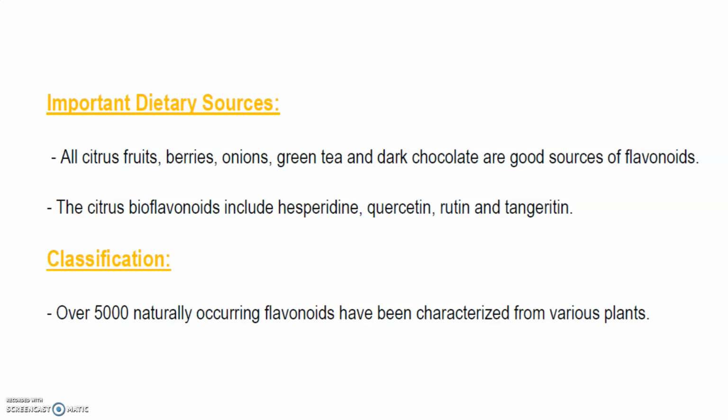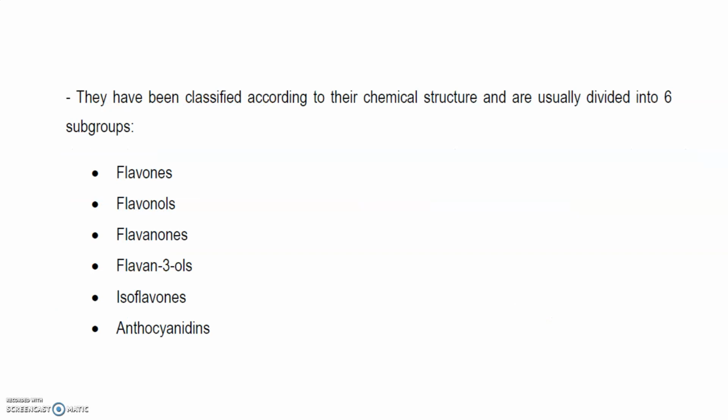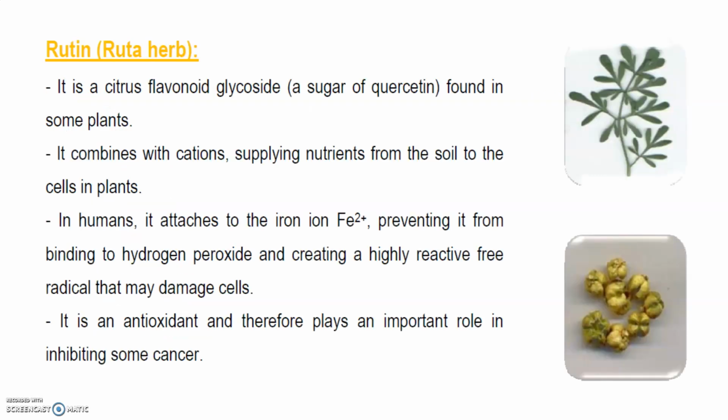Now friends, the classification. Over 5,000 naturally occurring flavonoids have been characterized from various plants. They have been classified according to their chemical structure and are usually divided into 6 subgroups: flavones, flavonols, flavanones, flavanols, isoflavones, anthocyanidins.